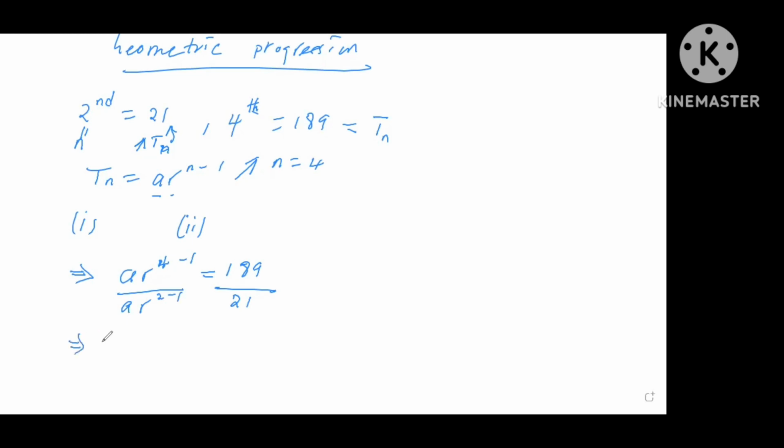You know that A R to power, what is 4 minus 1? It is 3, right? Over AR. What is 2 minus 1? That is 1. You can just leave it as R to power 1. If you want, you can put R to power 1 or just R, right?